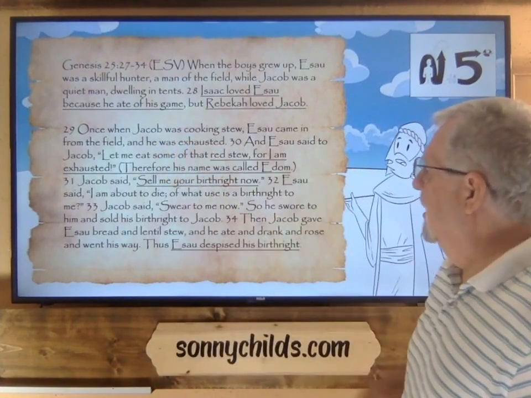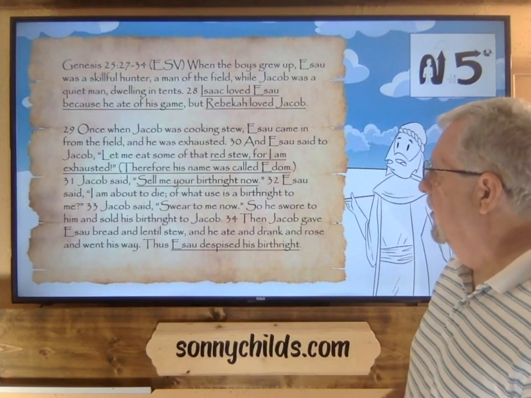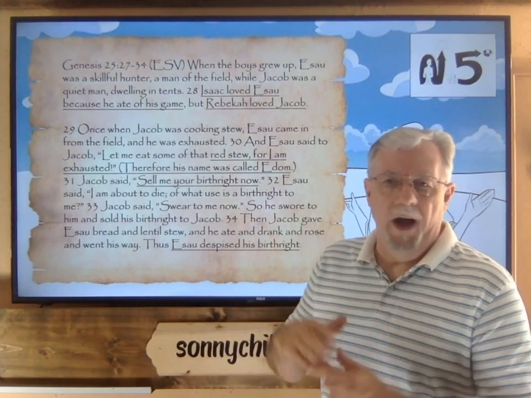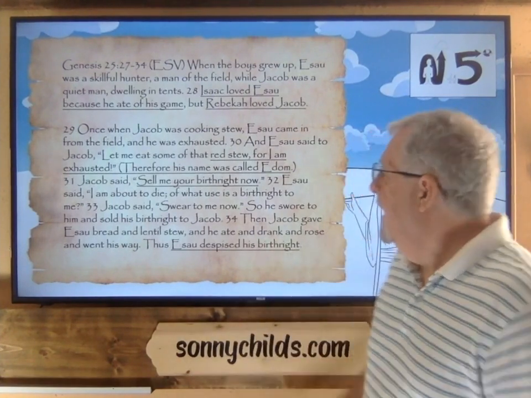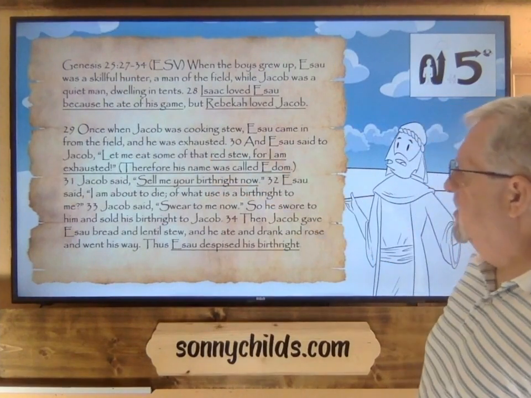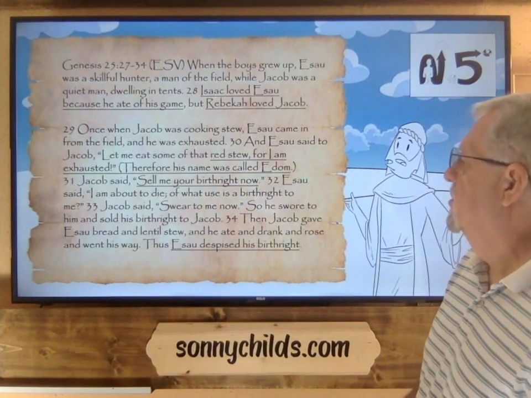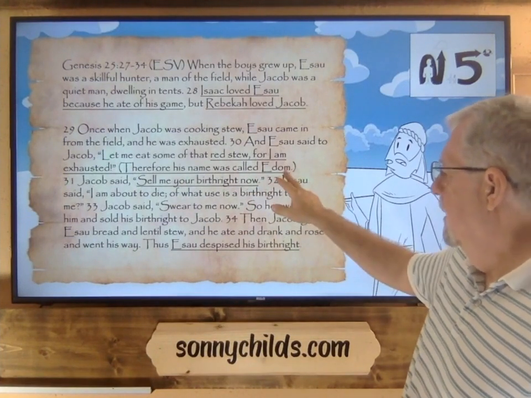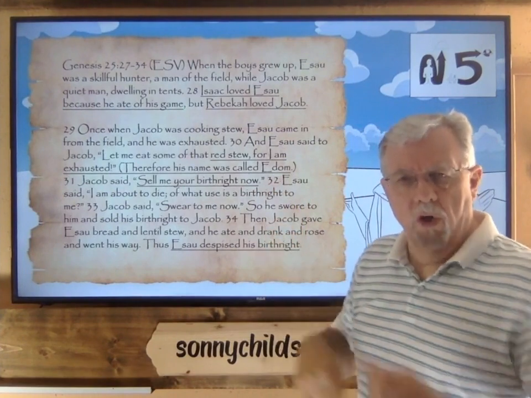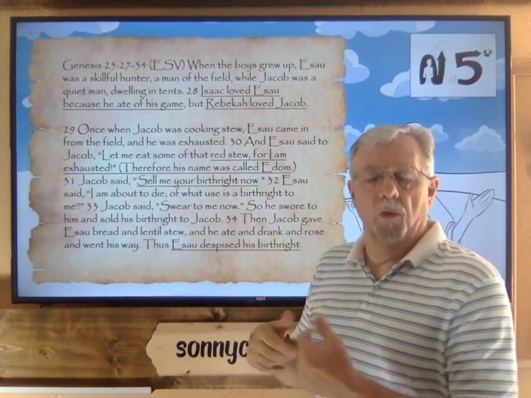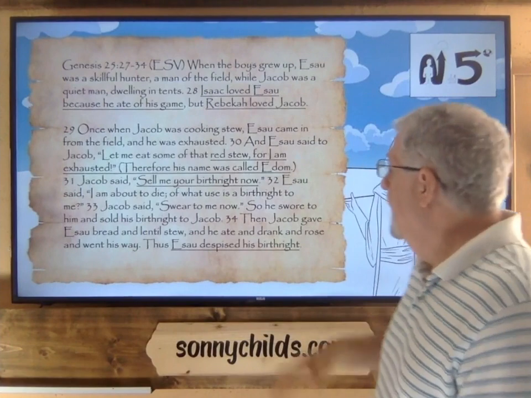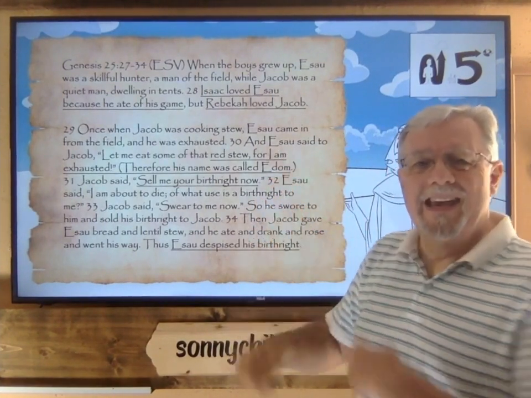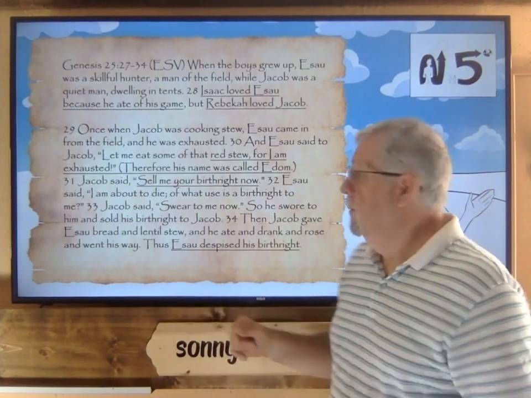Once when Jacob was cooking stew, Esau came in from the field and he was exhausted. So maybe he was on a hunting trip or he'd been working out there as a farmer. I don't know what, but he's whoop tired. All right. And he comes in, he's exhausted. And Esau said to Jacob, let me eat some of that red stew for I'm exhausted. Therefore, his name was called Edom. Edom, I'm told, is a word in the Hebrew that sounds a lot like the Hebrew word for red. All right. And so I guess Esau kind of got a nickname, Edom. Edomites. Okay. Later on, you hear about the Edomites.